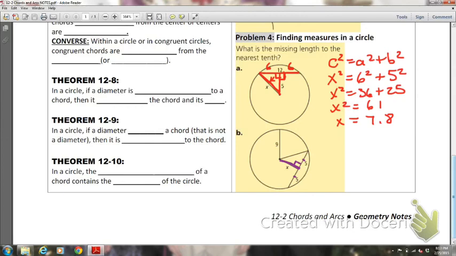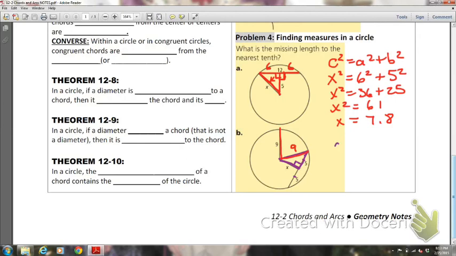So the question is, how do you calculate x? I know that one leg is x, one leg is 5 of the right triangle. What is the hypotenuse of that right triangle? Well, the hypotenuse of that right triangle is the same as a radius of the circle. And the radius of the circle, if we look at that again, the radius of the circle is 9. So that means that the hypotenuse of that triangle is also 9.